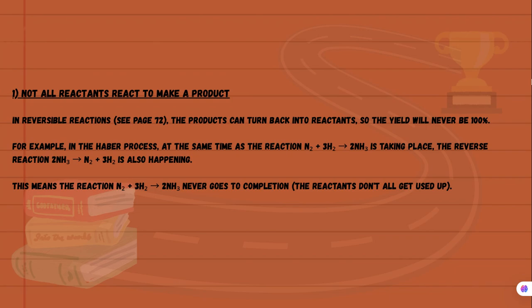In reversible reactions, on page 72, the products can turn back into reactants, so the yield will never be 100%. For example, in the Haber process, at the same time as the reaction N2 plus 3H2 makes 2NH3, the reverse reaction 2NH3 makes N2 plus 3H2 is also happening. This means the reaction N2 plus 3H2 to 2NH3 never goes to completion. The reactants don't get all used up.